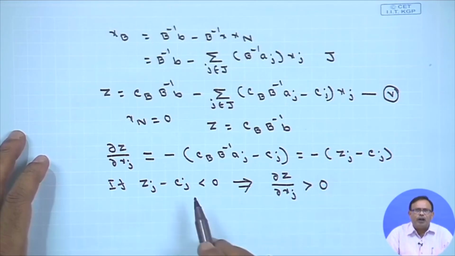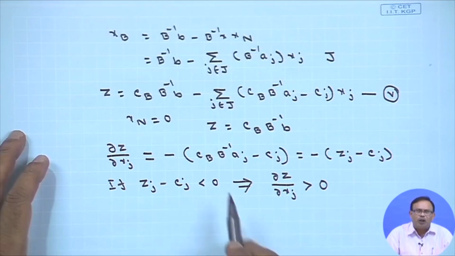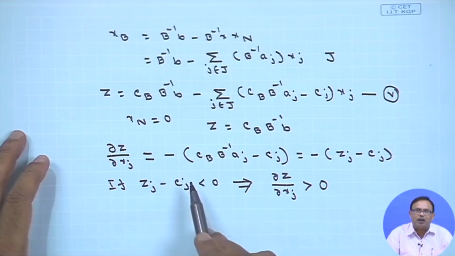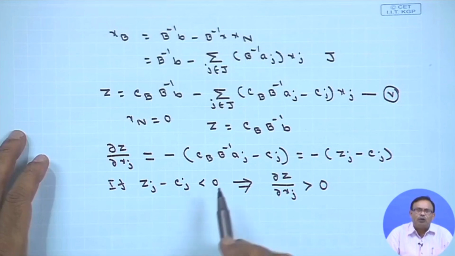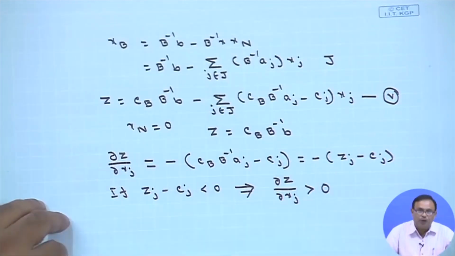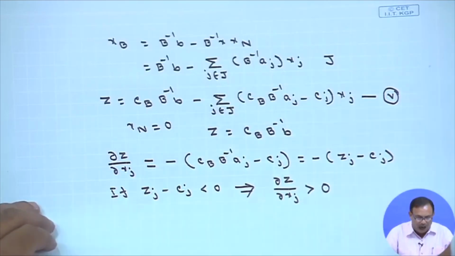That means, whenever I manipulate our table, I will check which variable should enter into the basis. For that, we will calculate the value of z_j minus C_j, and the most negative z_j minus C_j we will choose, so that we get the maximum value of the objective function z. This we will use whenever we are doing the algorithm.